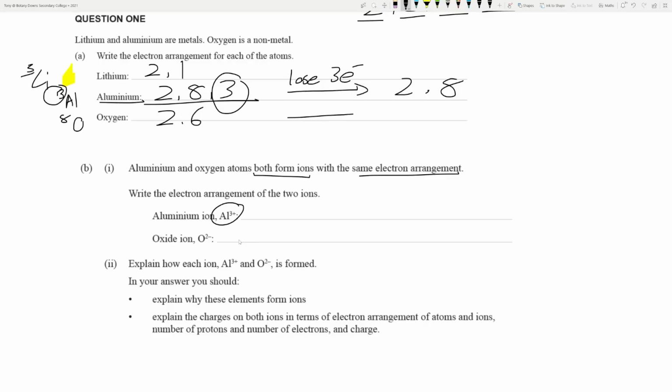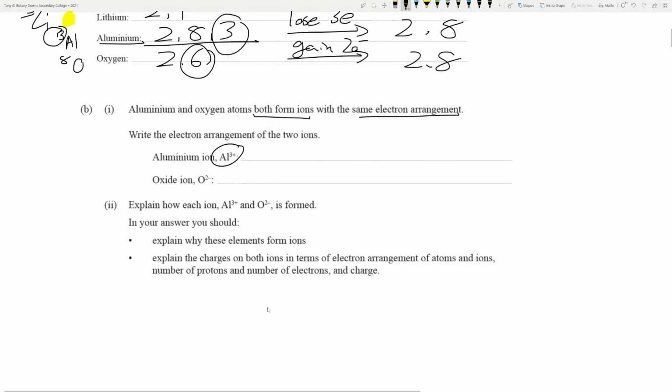Now same with the oxygen. In this case, oxygen has a choice to have a full outer shell. It can gain 2 electrons or lose 6. Gaining 2 is much easier than losing 6. So this is also 2, 8. So why do these elements form ions? Remember, they gain or lose electrons to have a full outer shell to become stable. And this is how you can break it down.